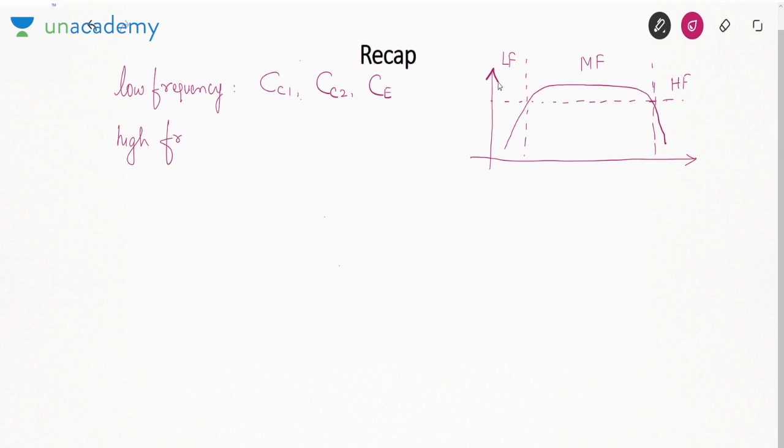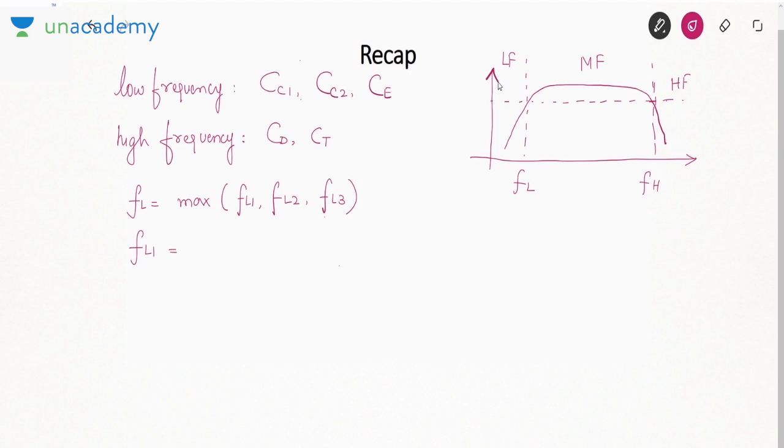Similarly, when we talk about high frequency range, which capacitances do we have to consider? The diffusion and the transition capacitance. Then I told we have to figure out these cutoff frequencies FL and FH. So I told you FL is basically maximum of the three cutoff frequencies FL1, FL2 and FL3.